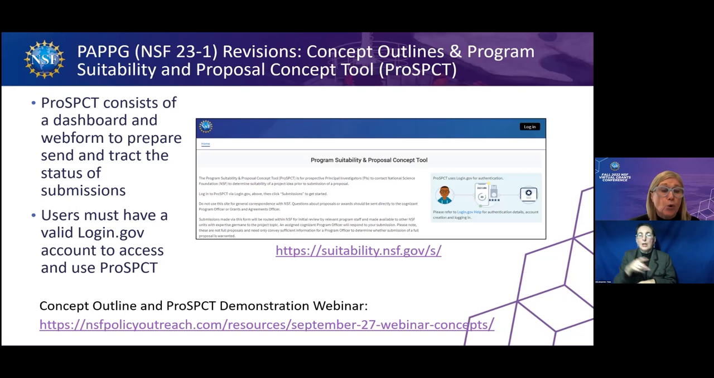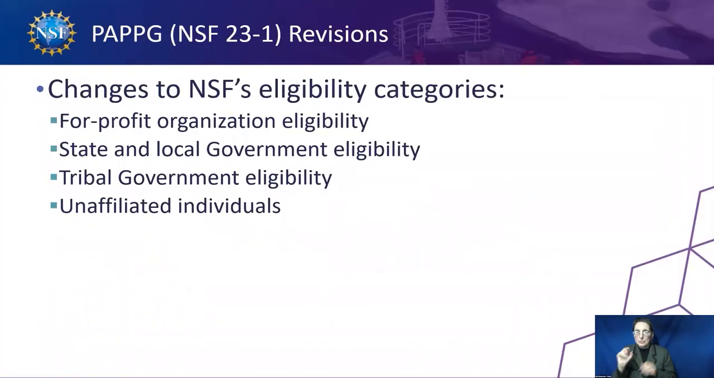The Prospect system or tool consists of a dashboard and web form for prospective PIs to prepare, send, and track the status of their concept outline submissions. The Prospect web form uses drop-down selections, validations, and text entry fields that have character count limits to ensure users have provided the minimal complete information and met the consistent formatting requirements that are based on the selected proposal type prior to submitting the concept outline. To use Prospect, you must have a valid Login.gov account to access the tool. There have been a number of changes to eligibility in the PAPPG.